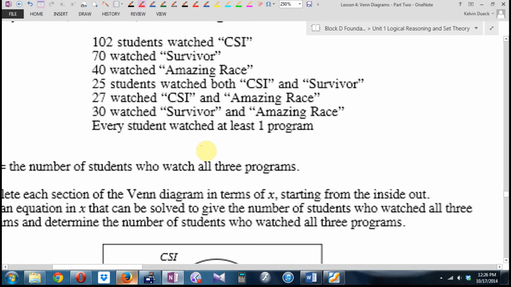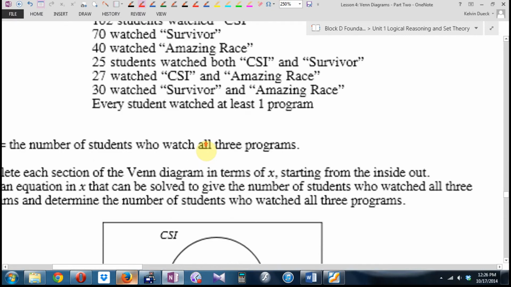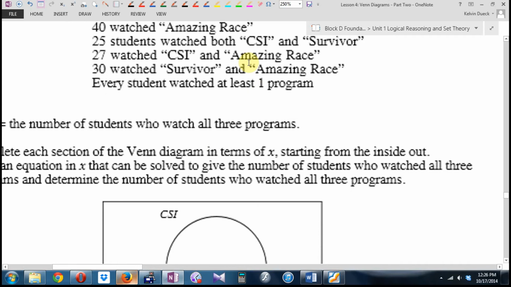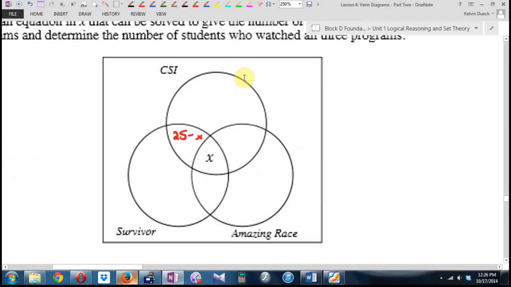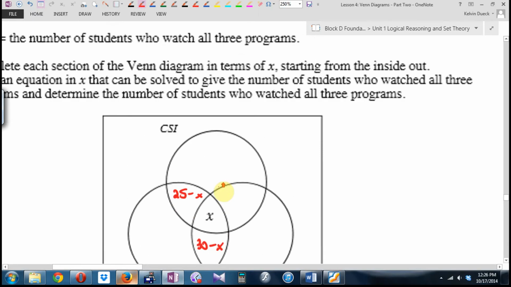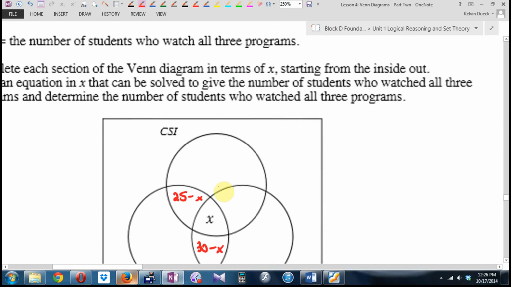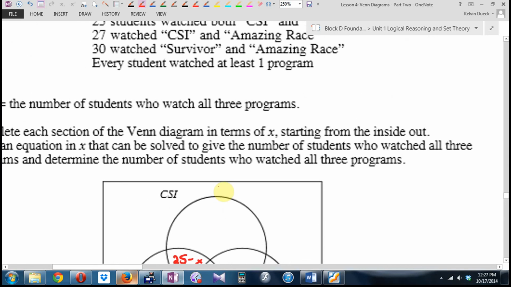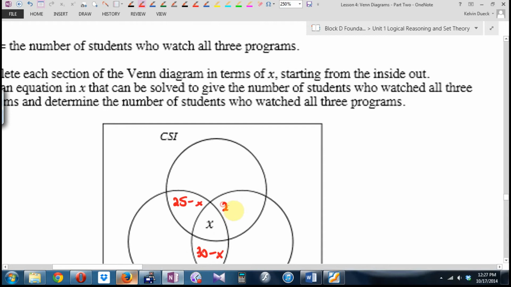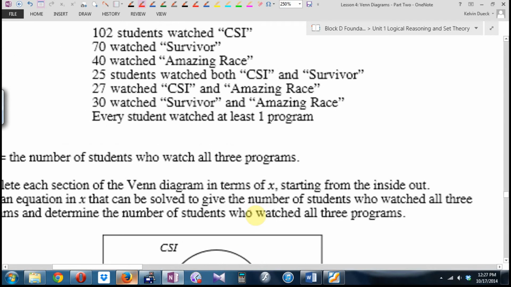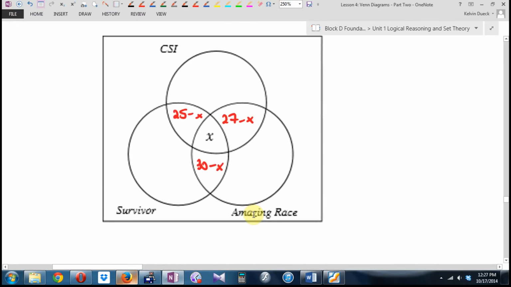Okay. How many watch, you know what, I'm going to start at the bottom, work my way up. How many watch Survivor and Amazing Race? 30 minus X would go there, and that gives me a total of 30 that watched Survivor and The Amazing Race. Then we have CSI and The Amazing Race. That would be 27, so we would go 27 take away X. 40 watched The Amazing Race.